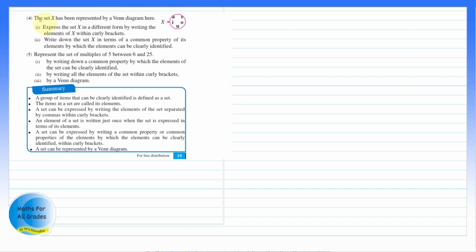Question number 4. The set X has been represented by a Venn diagram here. You can see the elements are A, E, I, O, U. Problem number 1. Express the set X in a different form by writing the elements of X within curly brackets. They are asking you to write it in the listing method. So X is a set of, open a curly bracket, write down all the elements A, E, I, O, U. Close the bracket.